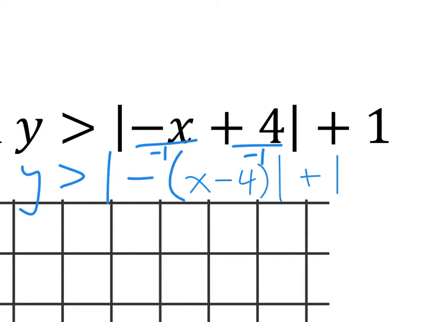If you don't do that, your vertex will be in the wrong place. So you have to do that. So please be careful.